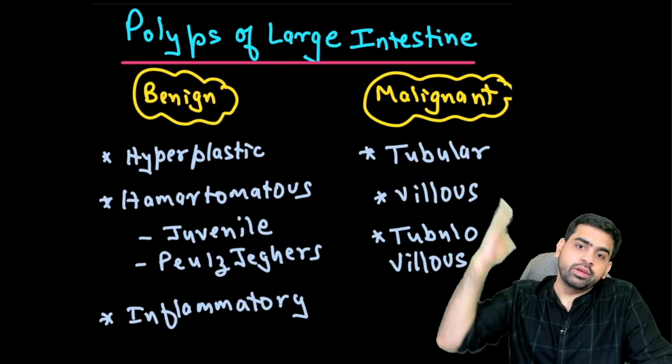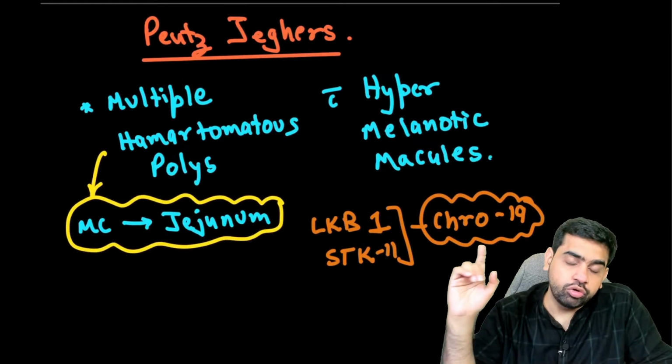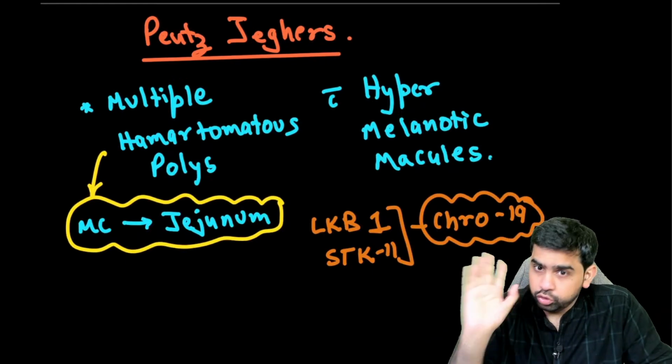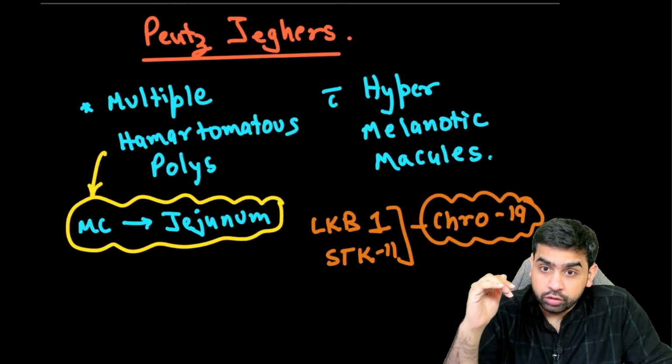Then we have the tubular and the tubulovillous. These are the malignant kind of things. We've talked about this particular Peutz-Jeghers syndrome. What you need to understand is that Peutz-Jeghers syndrome is a benign condition for the colorectal polyp. It's not a kind of malignancy. It is not a risk factor for the malignancy of the colorectal.